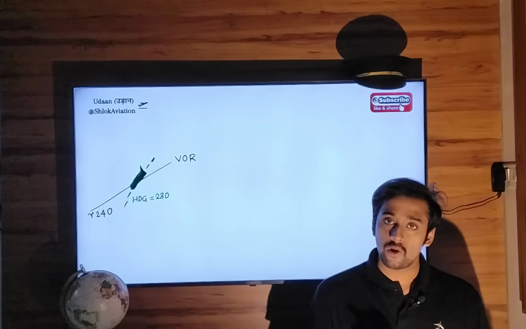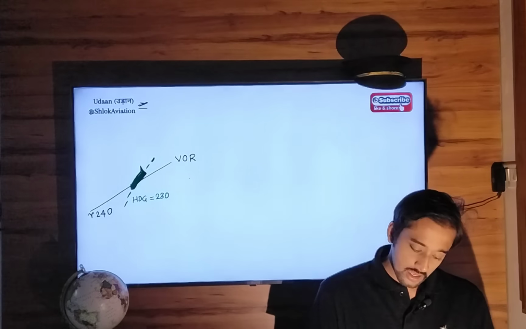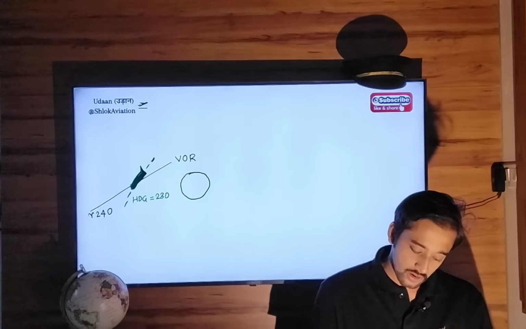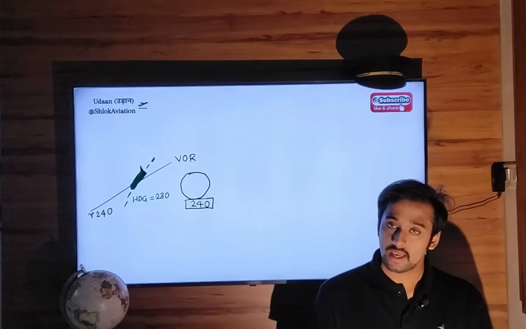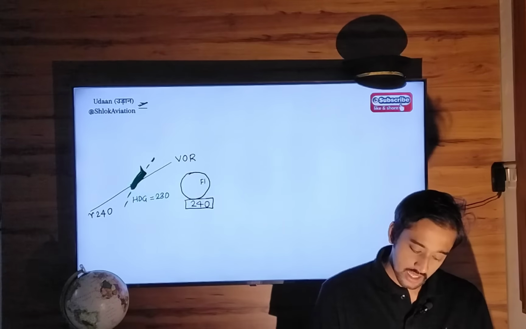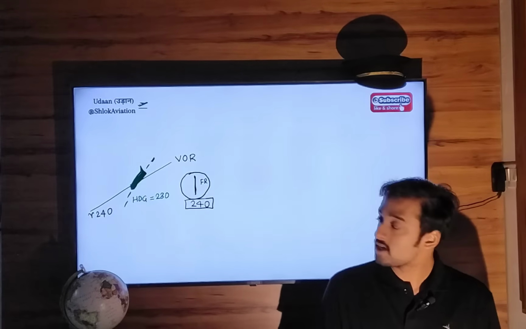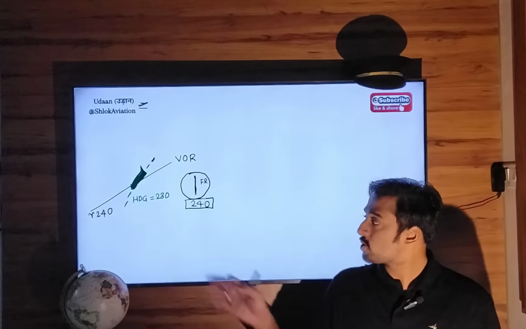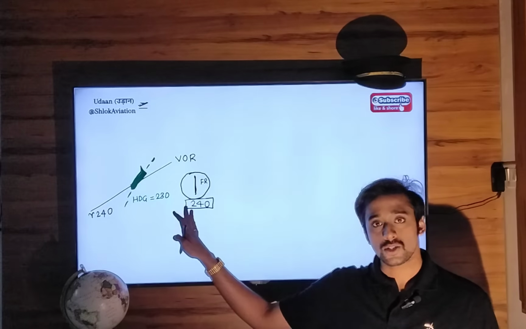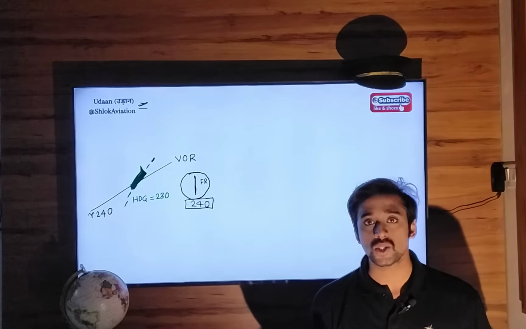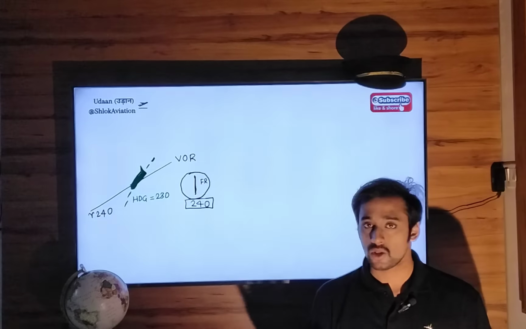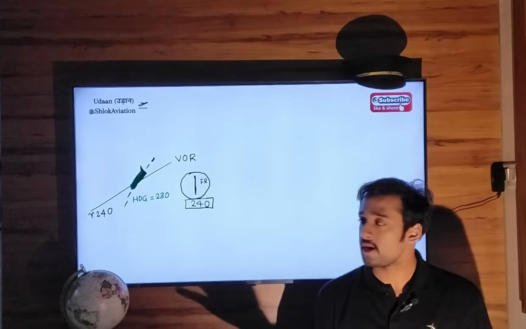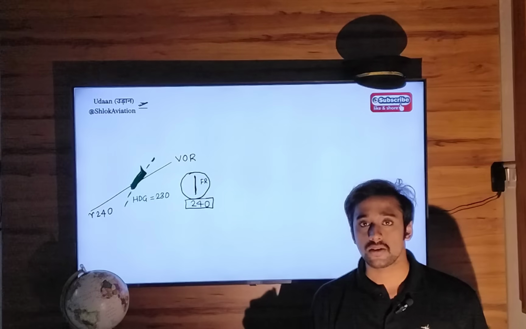So before addressing that point, if you are on radial 240 and you put radial 240 in the omni bearing selector, you will get from indication and the CDI needle will stay in the center because you are on radial 240. VOR is only concerned about your position, not your heading. You are on 240 radial, it will stay in the center. Next point.